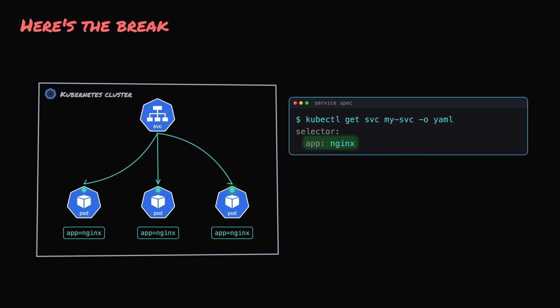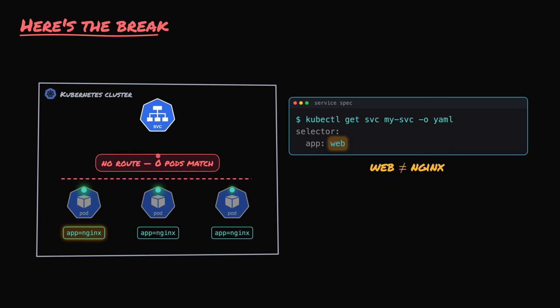And this is exactly where it breaks. Let's say the service is told to look for pods tagged app equals web, but your pods are actually tagged app equals nginx. The service looks for web, but no pod is assigned that tag, so the service doesn't forward traffic to any pod. In this case, nothing crashes and nothing logs an error. As far as Kubernetes is concerned, it did exactly what you asked for.